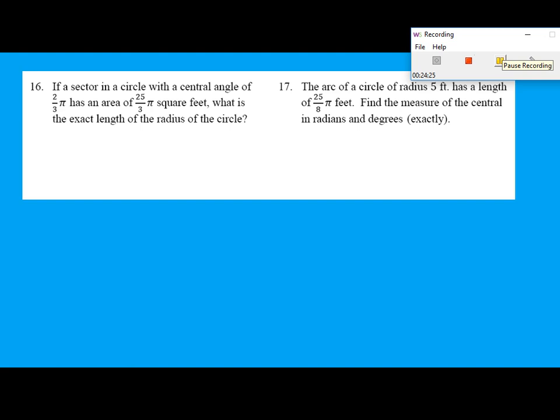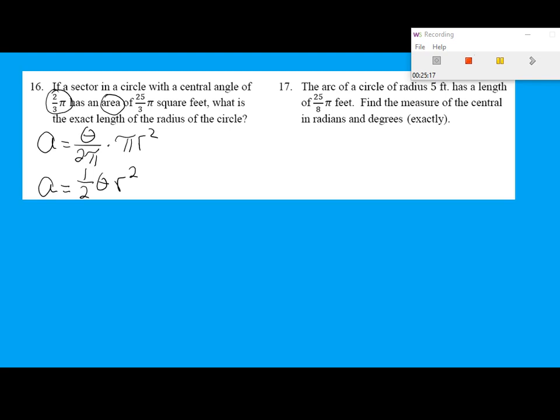If a sector in a circle with a central angle of 2/3 pi, one thing I know, guys, we are in radians, has an area of 25/3 pi, I also know I need to deal with the area formula. What's the exact length of the radius? So here we go again. We're dealing with area. So area is theta over 2 pi. Why 2 pi? We're in radians. Times pi r squared. Let's simplify this. So I'm going to have a 1/2. I'm going to have a theta and an r squared.